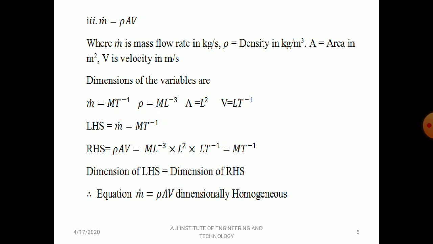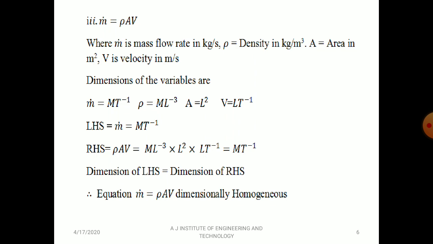So unit of rho is kg per meter cube, unit of area is meter square, and unit of V is meter per second because it is a velocity. Next, let's write the dimensions for the variables. For m dot, kg per second: kg is M, per second is T, so M into T to the power minus 1. Then rho, kg per meter cube, so M into L to the power minus 3. Area, meter square, so the dimension is L square. Then V, velocity, L into T to the power minus 1.